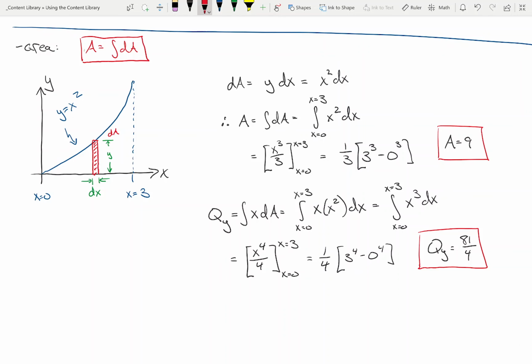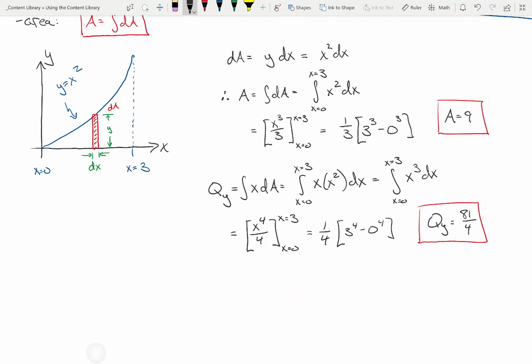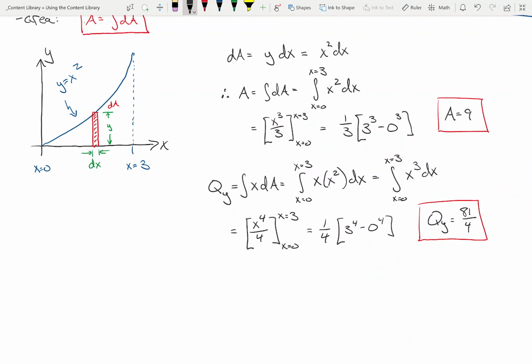So if that's the case, then here's what I propose. I propose that our X bar is going to be QY over A. And if you don't like this notation, then basically what you can say is it's just the integral of X dA over the integral of dA. And again, all this is just a weighted average. It's just a weighted average written in the integral form, right? So this is going to be 81 over 4 divided by 9.